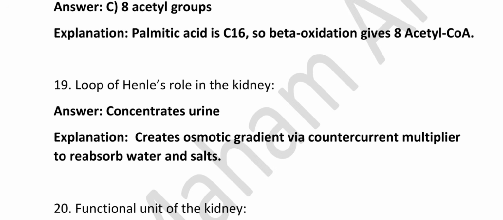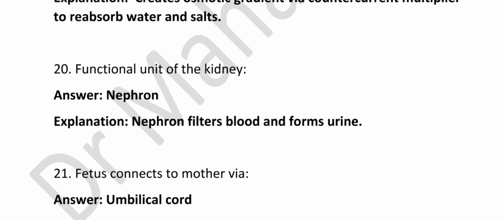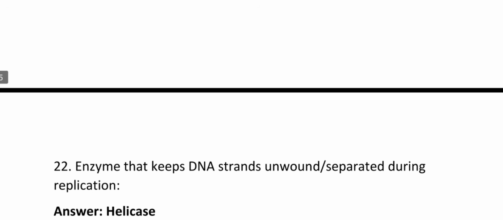Loop of Henle role in the kidney. It concentrates urine because it creates osmotic gradient via countercurrent multiplier to reabsorb water and salts. Functional unit of the kidney is nephron because nephron filters blood and forms the urine. Fetus connects to mother via umbilical cord. An umbilical cord contains 2 arteries and 1 vein for the nutrient and gaseous exchange.